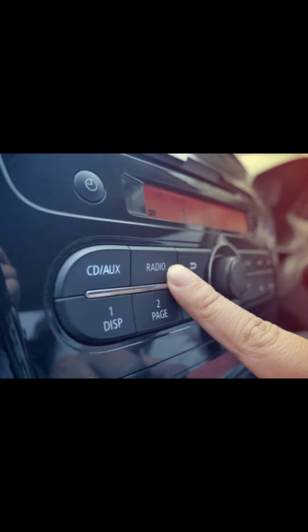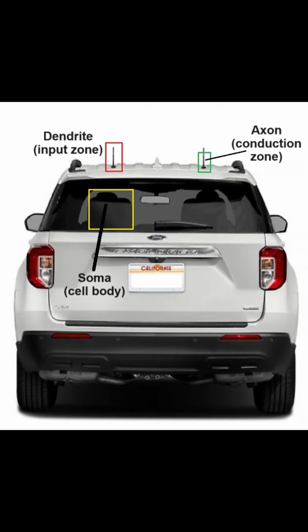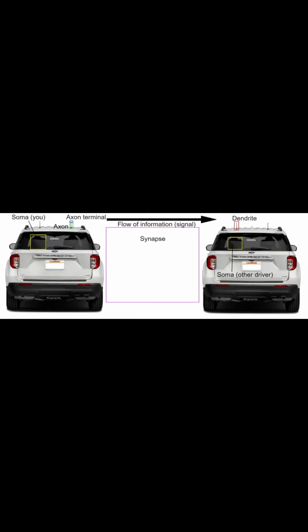Next, you as the driver of this car decide to forward the message to all the other cars around you. So you push a button and information is once again transmitted through the second antenna, which is for conduction. This is akin to the axon. At the very tip of the antenna, information leaves the car and travels to other cars. This is called the output zone, or the axon terminal. The space between cars is the synapse.